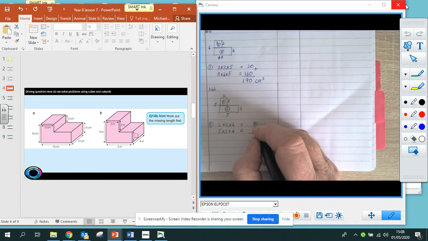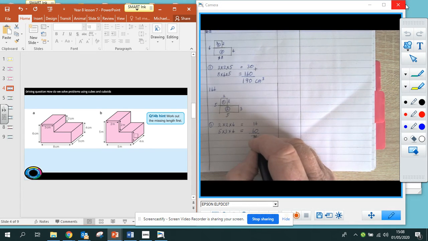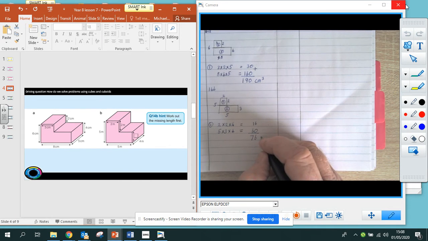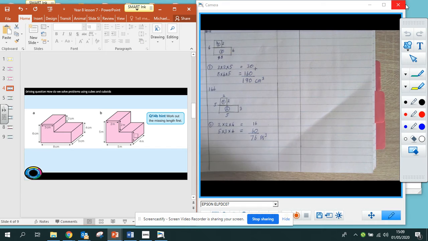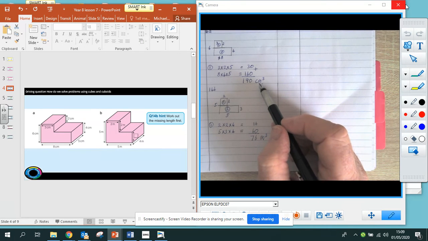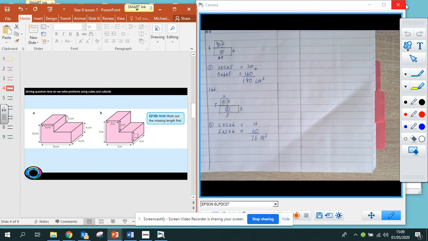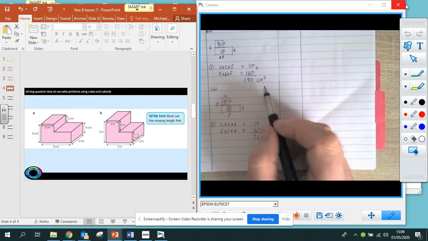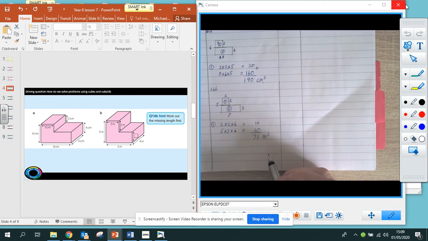So, adding these together, I get 76. I look again, what's the unit this time? This time it's meters. So it's 76 cubic meters. So this is a much, much bigger volume than the last one. 190 cubic centimeters is nothing like the size of 76 cubic meters. This is a much, much bigger thing altogether, even though the numbers don't look that much different.